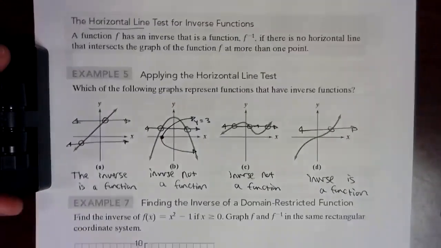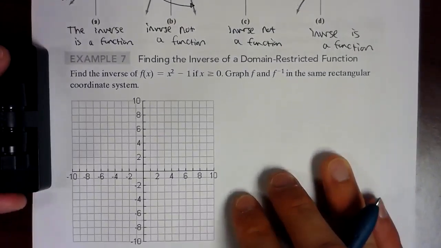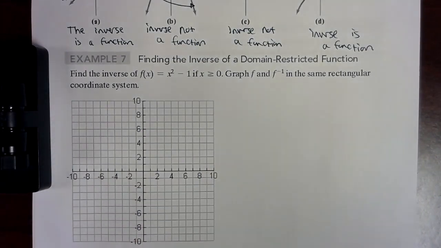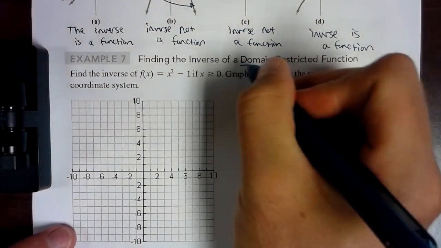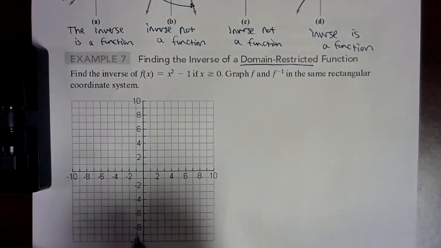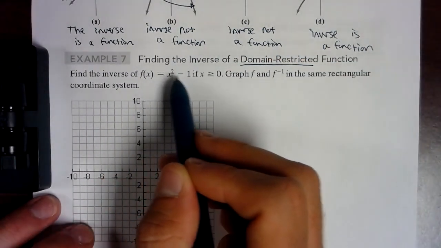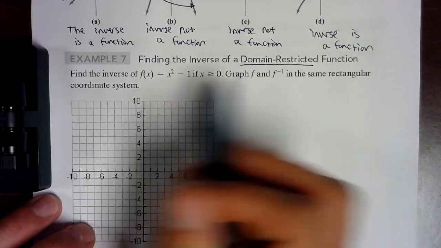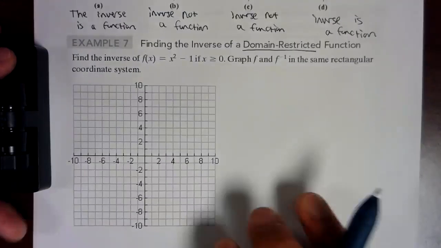Okay, so why did we have to do that? Well, when we start looking at equations that are functions, but their inverses are not, we actually need to restrict their domain. So what does that look like? It says find the inverse of f of x equals x squared minus 1 and graph f and f of -1 in the same rectangular coordinate system.